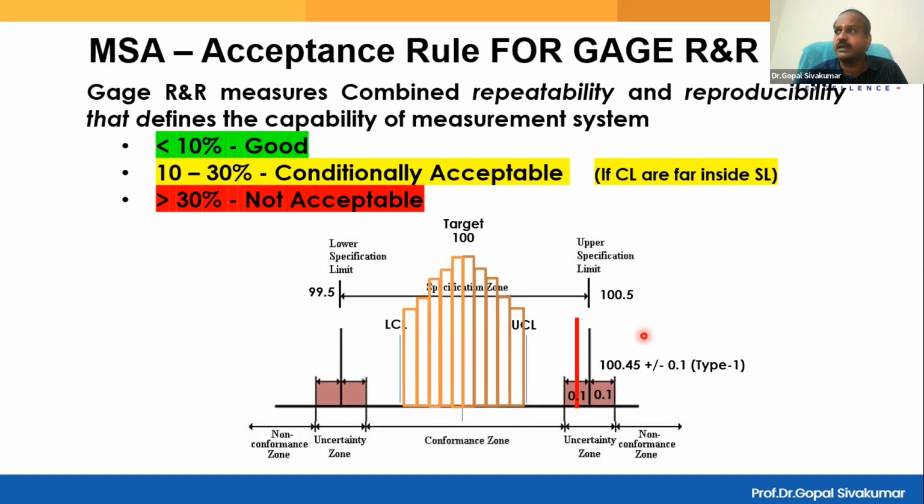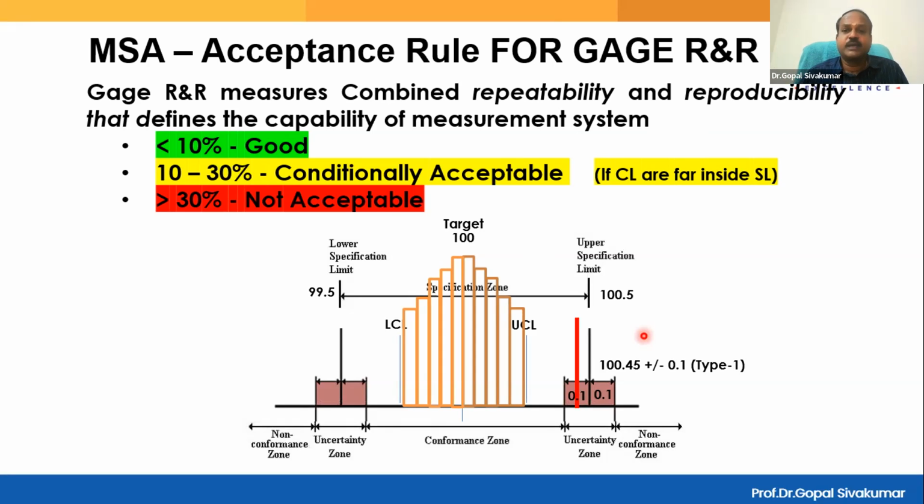Do you understand? Even if the gauge R&R is 20%, your decision will not go wrong. Why are you able to admit even 20% error? You are seeing your control limit well inside the specification limit. Am I correct? Within the specification limit. Well inside the specification limit.